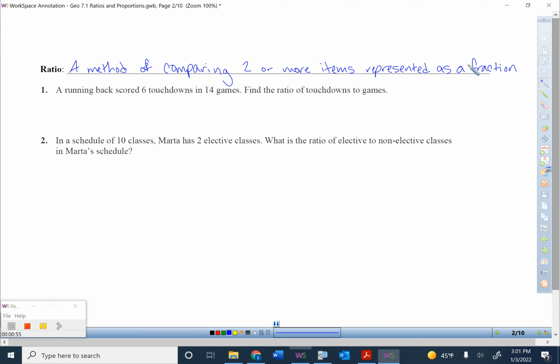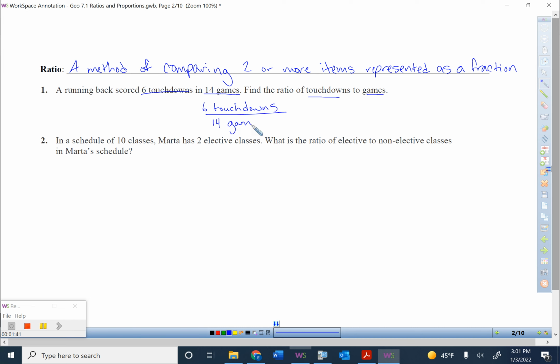So it says on number one, a running back scored 6 touchdowns in 14 games, and we're finding the ratio of touchdowns to games. So here are two items being compared here, and the ratio wants touchdowns on top and games on the bottom. So if we're looking through our given information, it said 6 touchdowns, 14 games. So we have to represent the first item on the top. So that's 6 touchdowns. And the second item on the bottom, 14 games.